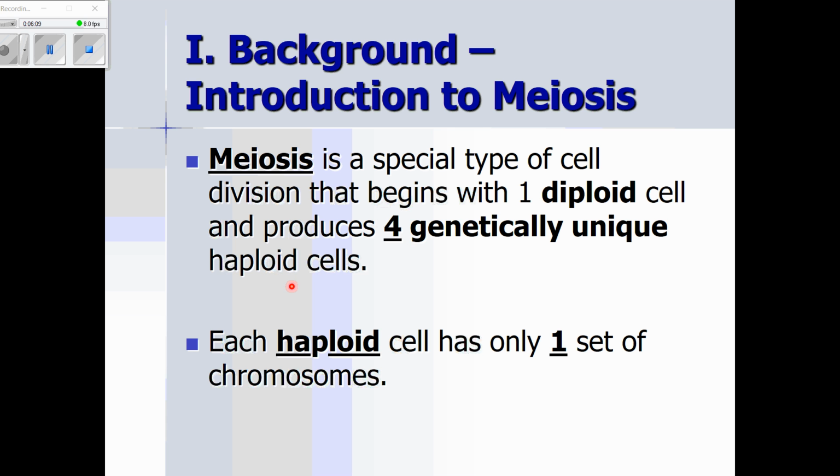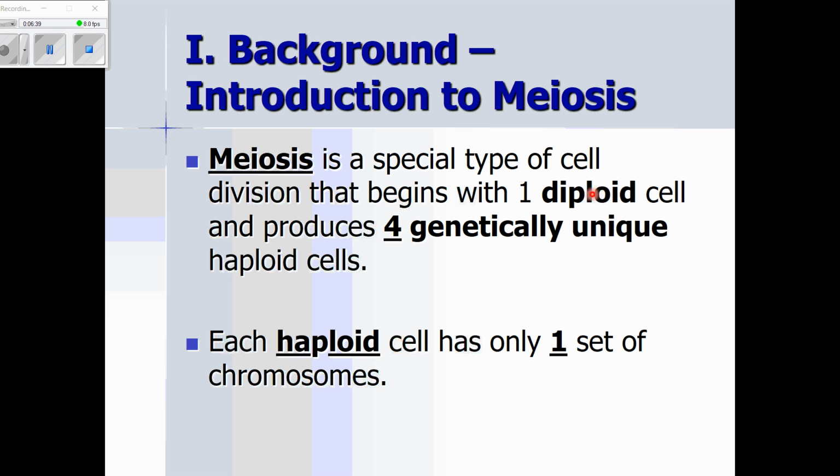Meiosis produces always haploid cells. Even though it starts with a diploid cell, the daughter cells are going to be haploid. And you say, what the heck does that mean? Well, it tells you right here. A haploid cell is a cell that only has one set of chromosomes. So for humans, that would be 23 chromosomes in a haploid cell. We know there's 46 in a human diploid cell.